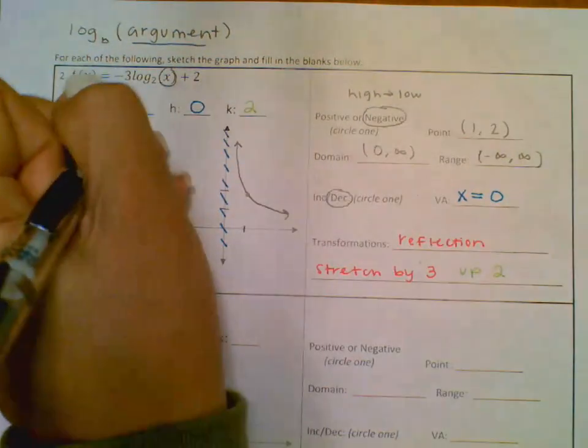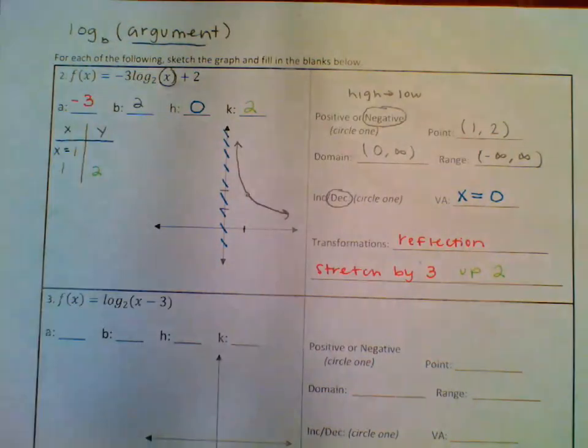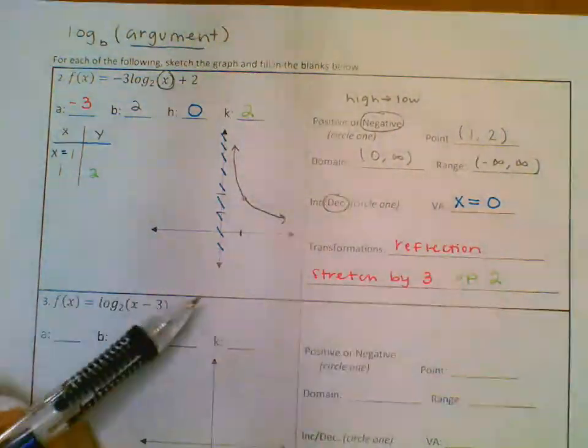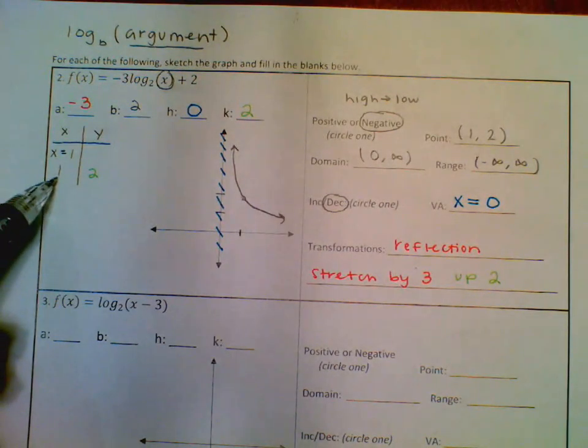If you notice, I left the base blank. That was unintentional, but the base is 2, and I didn't actually use the base at all to do the problem. So the base doesn't really have an impact on what we're doing to solve this or to graph the function, because we're only worried about making the argument 1.